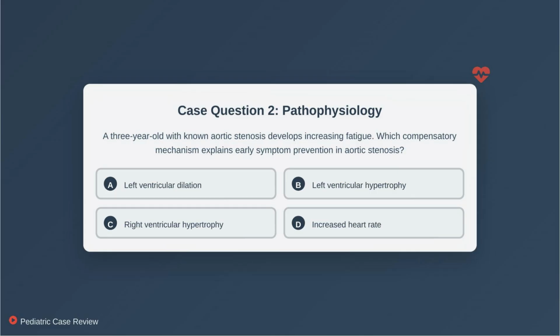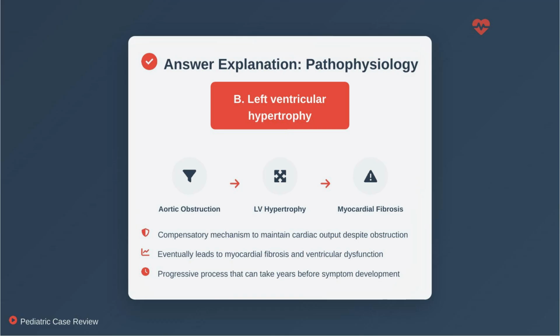A 3-year-old with known aortic stenosis develops increasing fatigue. Which compensatory mechanism explains early symptom prevention in aortic stenosis? A. Left ventricular dilation. B. Left ventricular hypertrophy. C. Right ventricular hypertrophy. D. Increased heart rate. The correct answer is B.